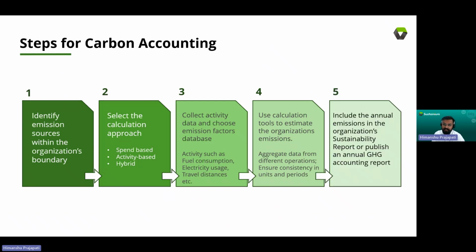Last but not the least, once you have calculated your emissions, it should also be able to publish the GHG report, and probably integrate those reports into your sustainability or ESG report. So that's really important when you're talking about carbon accounting. And that's where probably you can use tools like Sustainium to help you generate such reports and integrate into your systems.